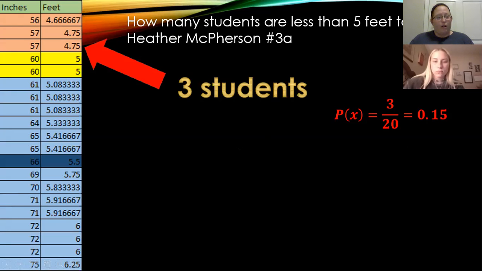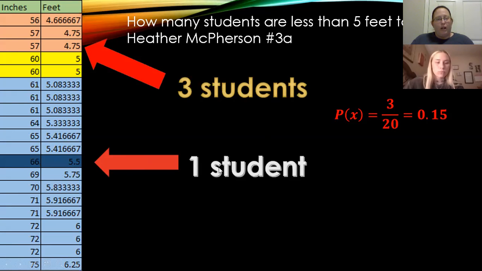Another thing we wanted to look at is how many students were 5 foot 6 inches. So again, if 5 feet is 60, add 6 more inches, you have 66. If you look right here in this dark blue, it shows that one student is actually 5 foot 6. And so the probability is going to be 1 over 20, which equals 0.05.